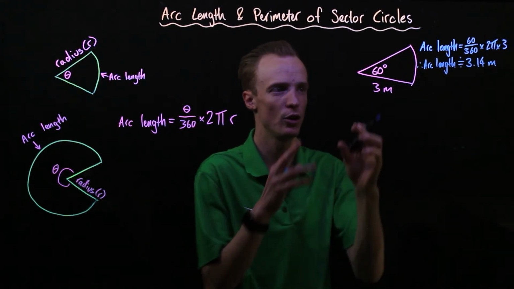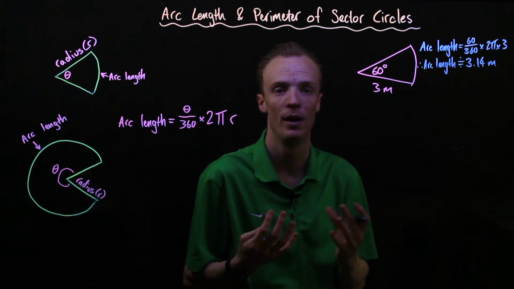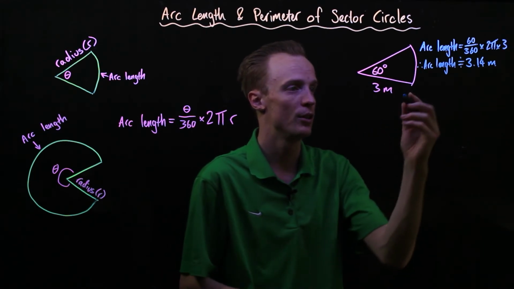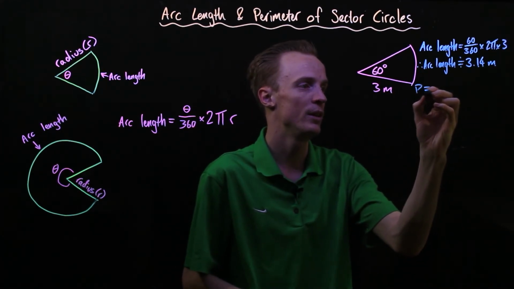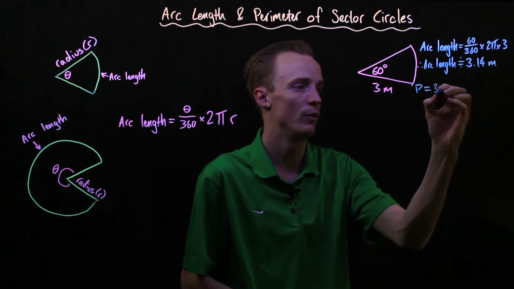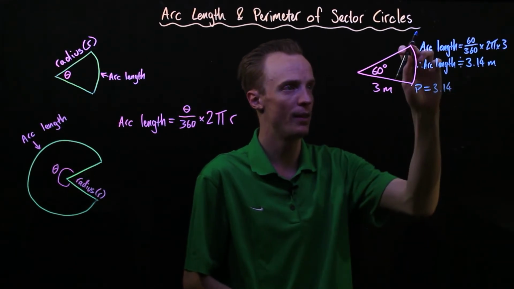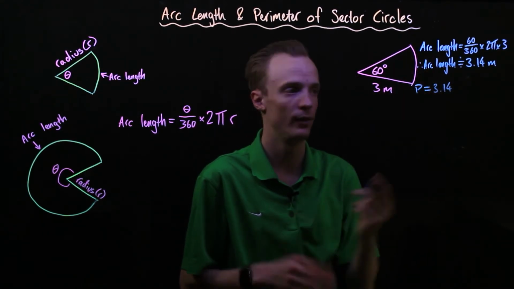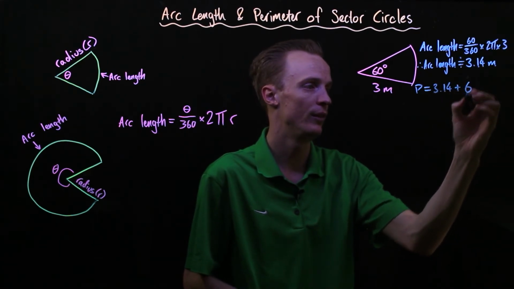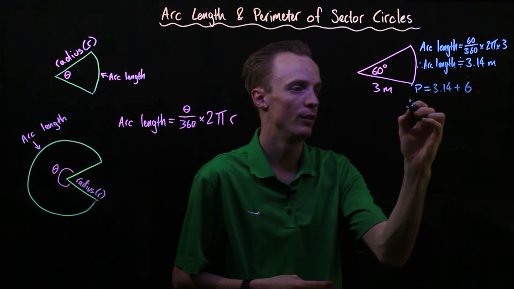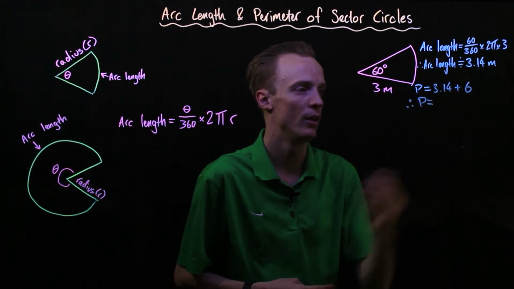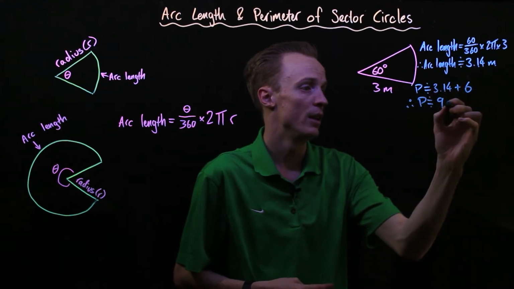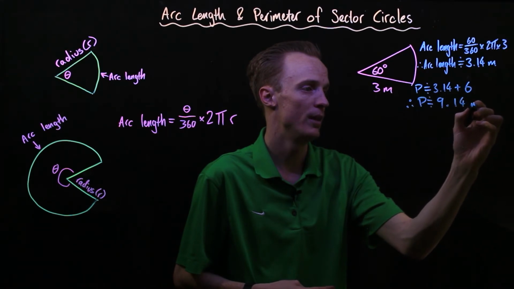It doesn't actually find the total perimeter around our sector circle, and there are times that you might want to know the total perimeter around this sort of shape. So to find the total perimeter, we would take the arc length of 3.14, which gets me around that part of the circle, but we would need to add on the 2 lengths of the radius that remain. So we would add on 6 meters here. Therefore, the total perimeter will be approximately, because we rounded, 9.14 meters.